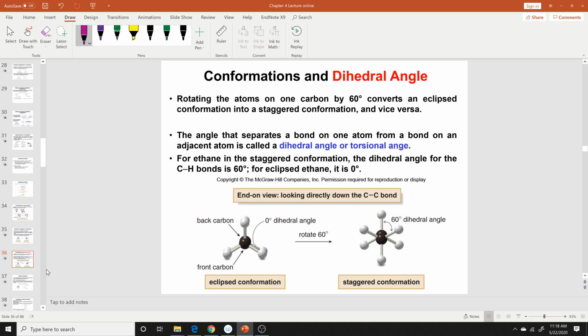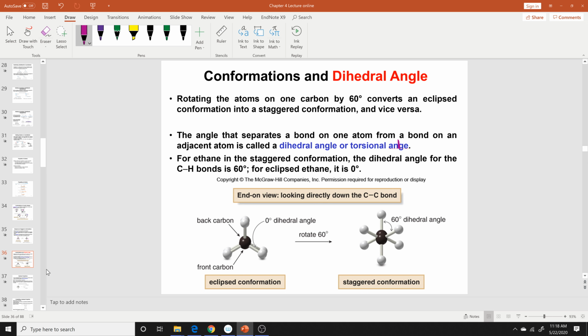Having a molecular model with you will help you to see it and view it easily. The angle, as we mentioned, that separates a bond on one atom from a bond on the adjacent atom is called a dihedral angle. Another name for it is a torsional angle. It's torsional, there's an L in there.